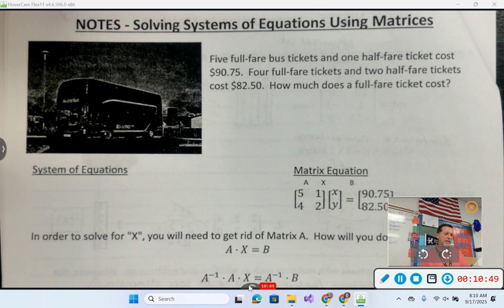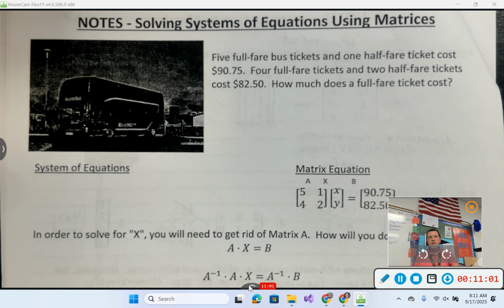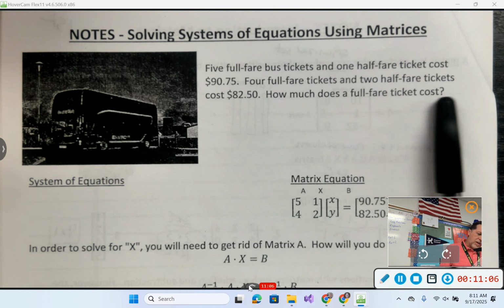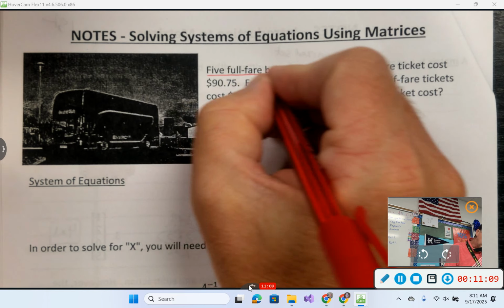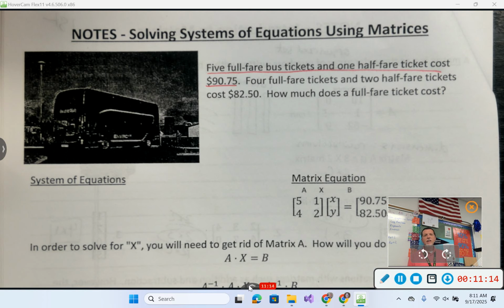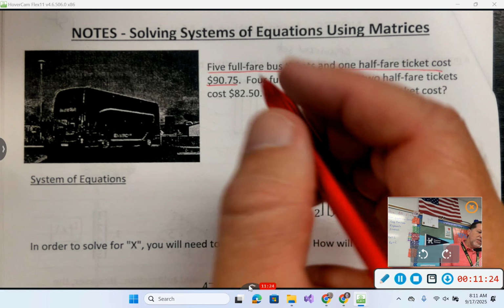5 full fare bus tickets and 1 half fare ticket cost $90.75. 4 full fare tickets and 2 half fare tickets cost $82.50. How much does a full fare ticket cost? Well, this looks like a system of equations problem. So let's turn that first statement into an equation. 5 fulls plus 1 half, not like 0.5, but like 1 half fare ticket. So F and H.